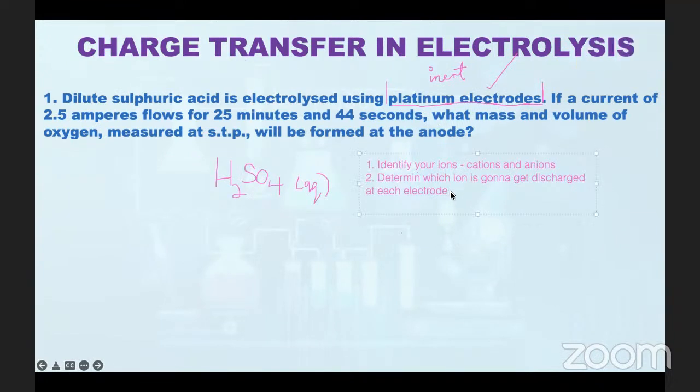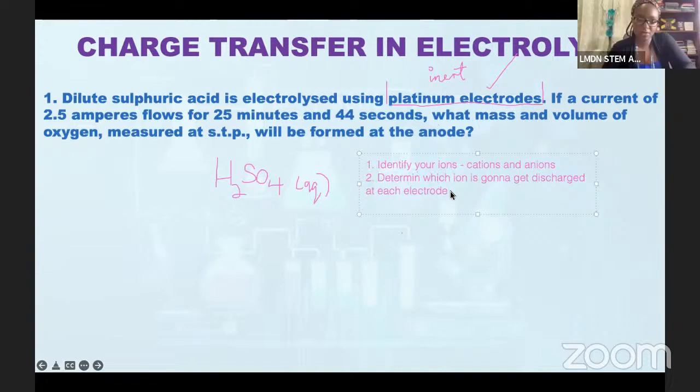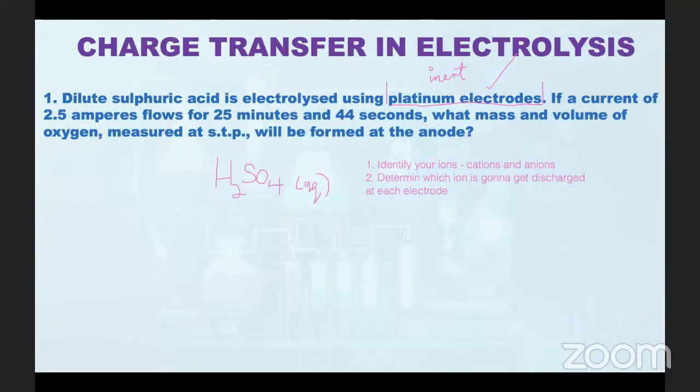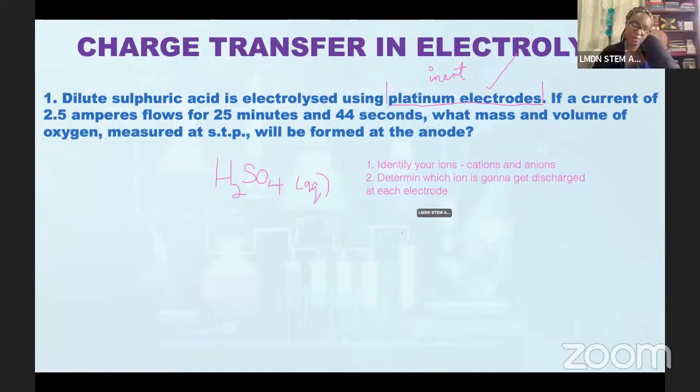Repeat this. Are we good up to that point? Step two. Step three now. Are we good up to that? Are we good at the steps so far that we have to take? Yes, miss. So then what's step three? What would you think is step three?